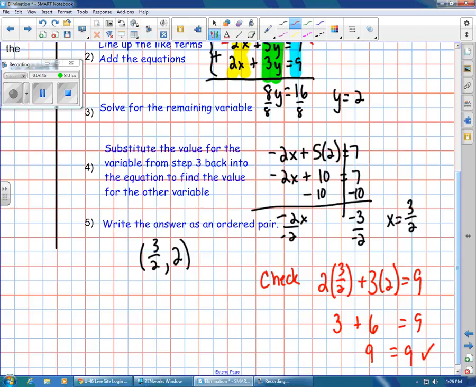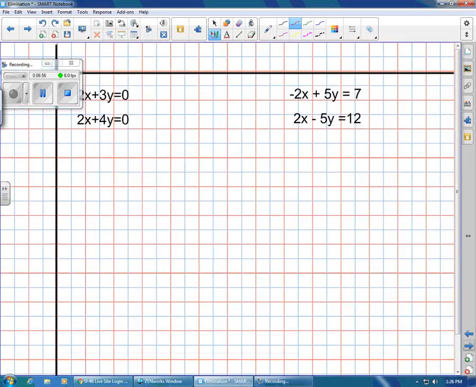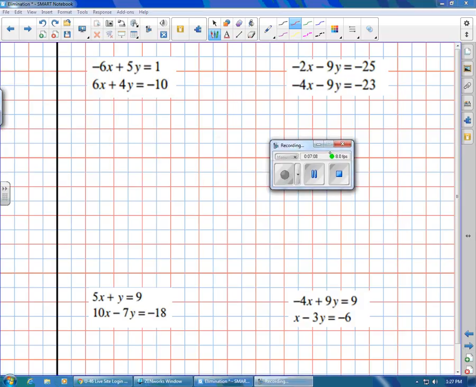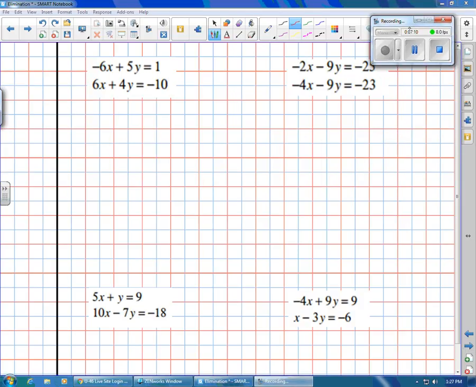Okay, the next thing I want you to do is we're going to turn the page. The examples that are opposite the page that you've just been taking notes on, I'm going to use tomorrow. So I want you to flip the page, and you should be looking at this problem. Negative 6x plus 5y equals 1, and 6x plus 4y equals negative 10. That's the equation that we're going to attack first here.